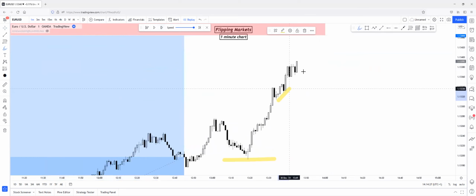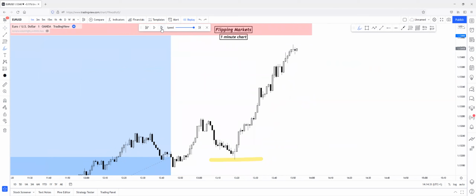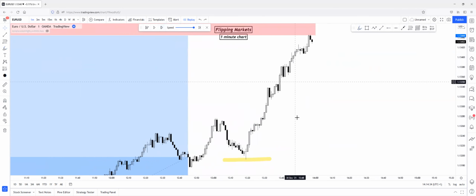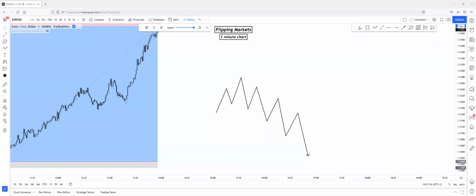Let's see if another pullback happens. Actually, it's building up liquidity again in this region. I think it will go straight up to the TP. Yeah, straight up, TP hit. And actually, that's how you manage your stop losses. The same concept goes on for the short trades.